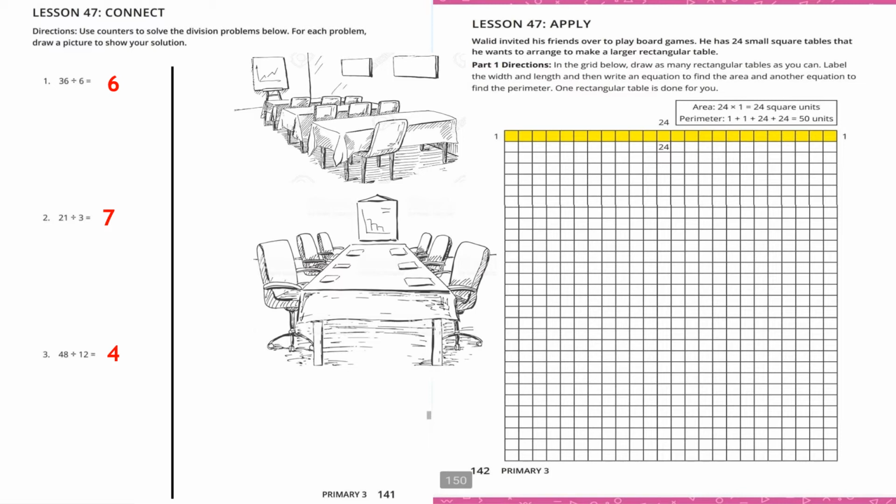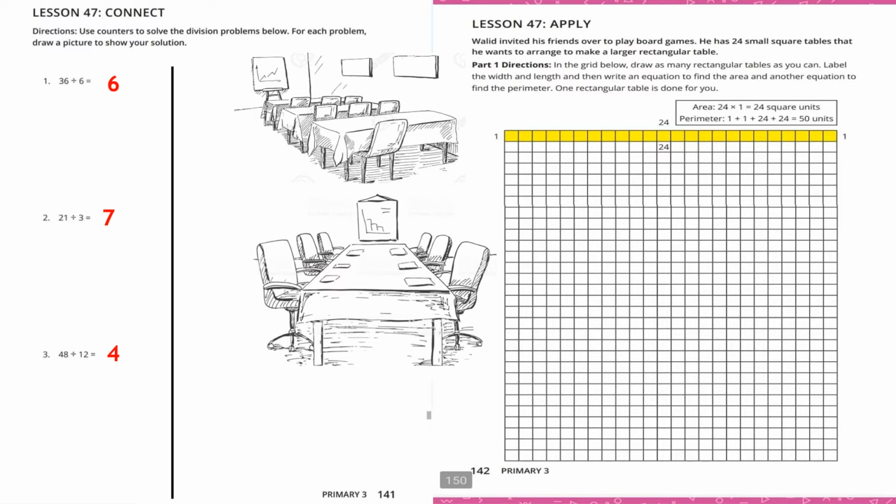In the first example here, he put 24 times 1. So the length is 24 and the width is 1. 24 times 1 will give me 24. Okay. And the perimeter here, we know that for the perimeter we will add all sides. So 24 plus 1 plus 24 plus 1, or 1 plus 1 plus 24 plus 24 equals 50 units.